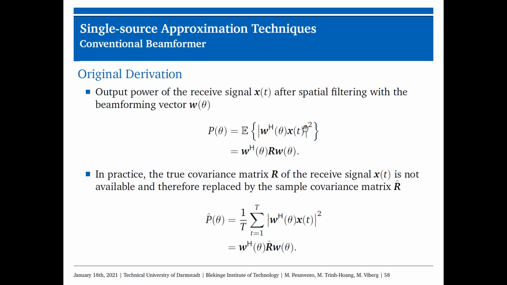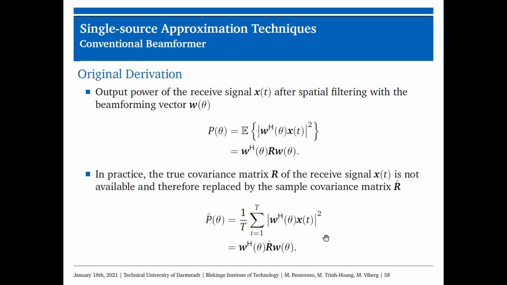Then, at the output of the beamformer, we measure the output power P of theta, which is computed by this expression. We note that the output power of the beamformer depends on both the second-order statistic of the received signal, which in this case is the covariance matrix, and also the beamforming vector W. In the finite number of snapshots case, we have to replace this expectation operator with the sample mean, and the power obtained after the beamformer is computed as a quadratic expression of the beamforming vector W with the sample covariance matrix R hat.